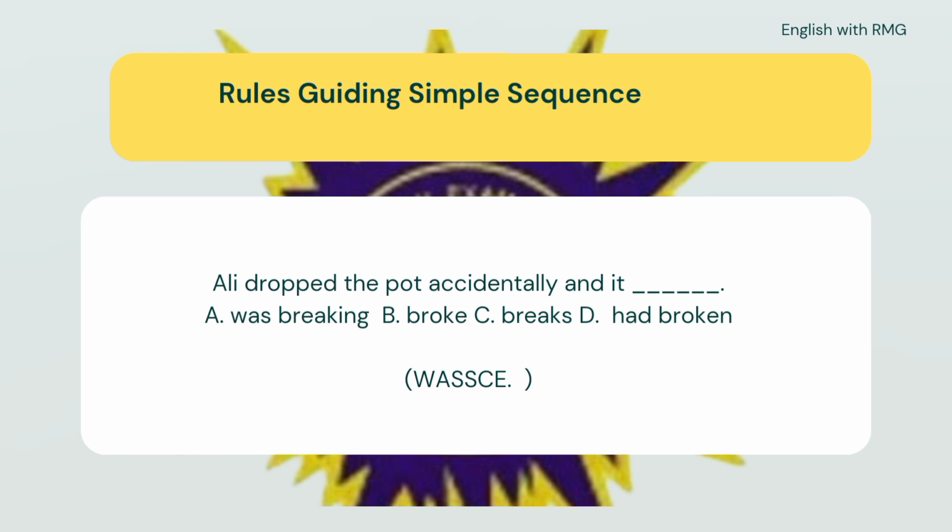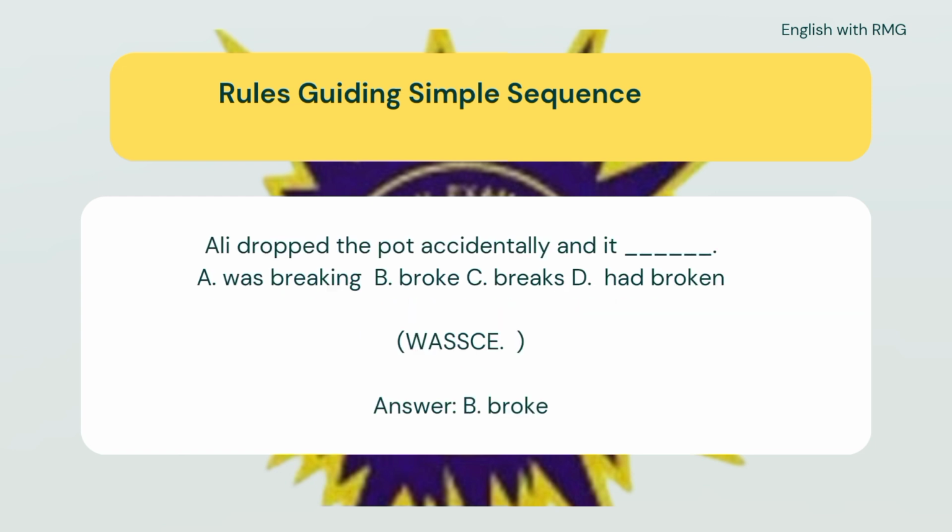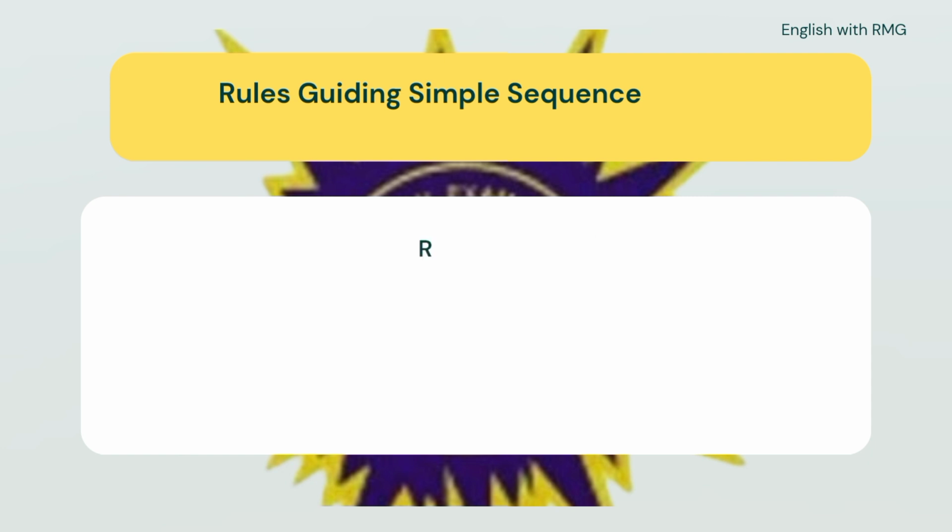So our answer will be what? What will be our answer? Should I tell you? Our answer will be B, broke. So the sentence will read, Ali dropped the pot accidentally and it broke. So the actions both happened relatively at the same time in the past.